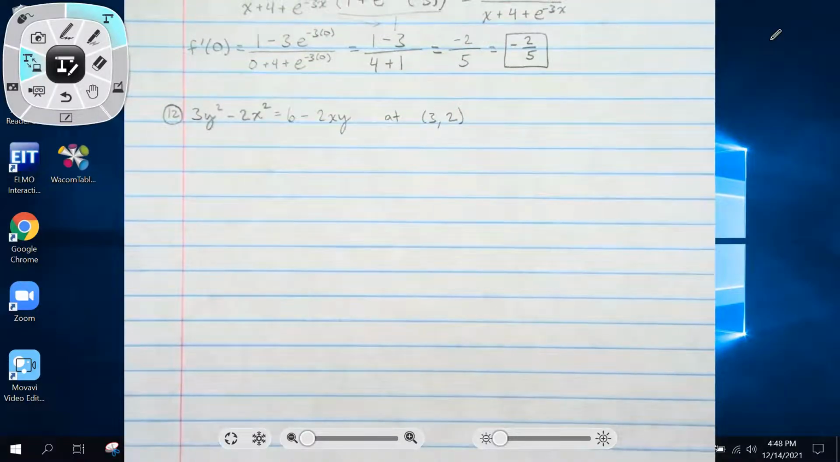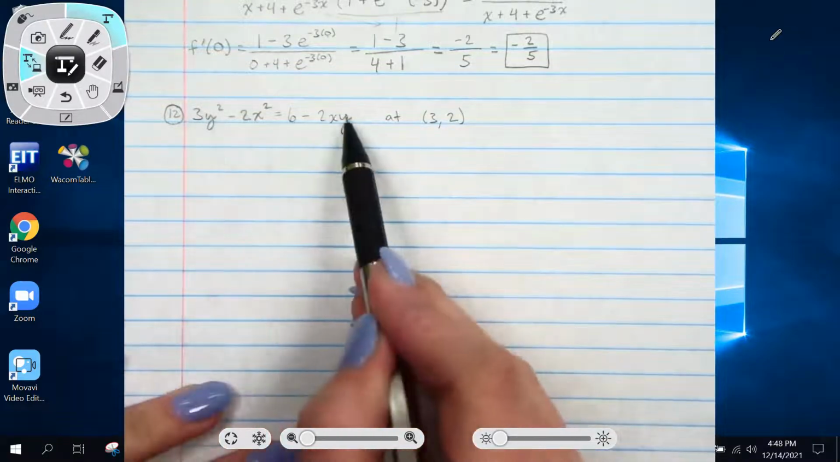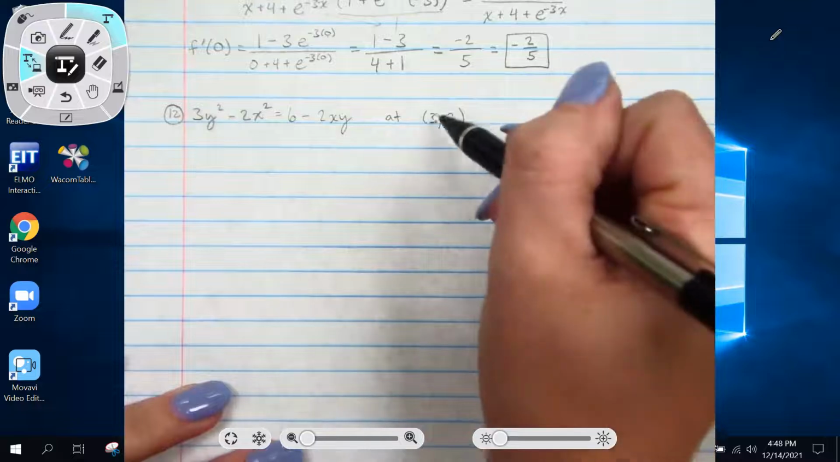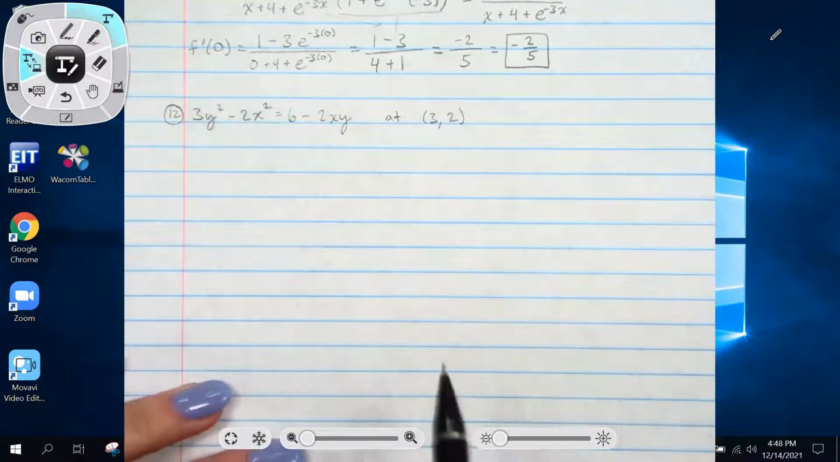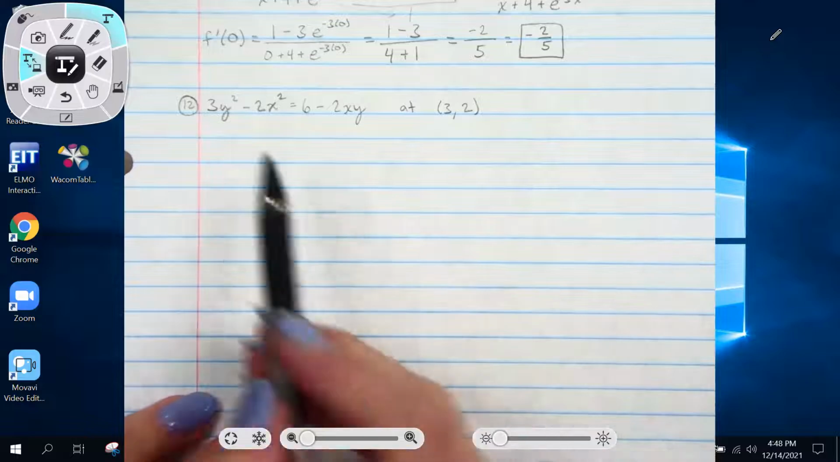Number 12, what is the slope of the line tangent to the curve 3y squared minus 2x squared equals 6 minus 2xy at the point (3, 2)? When I see x and y variables all mixed in throughout the equation, and I'm given both an x and y coordinate, that should be a clue to use implicit differentiation.